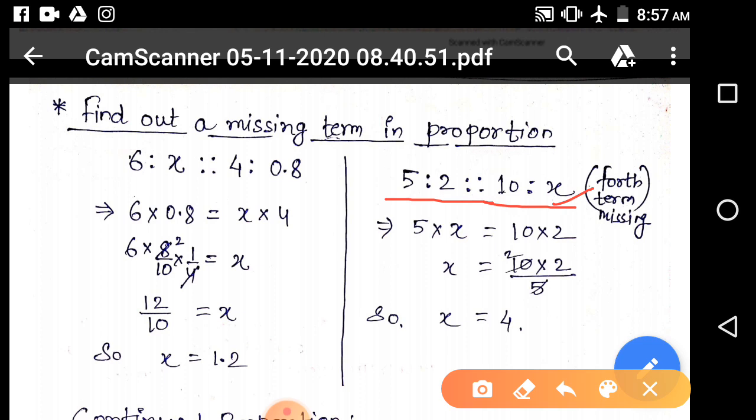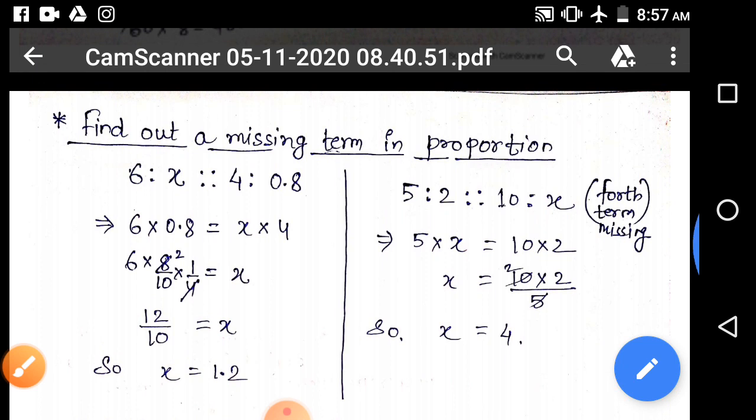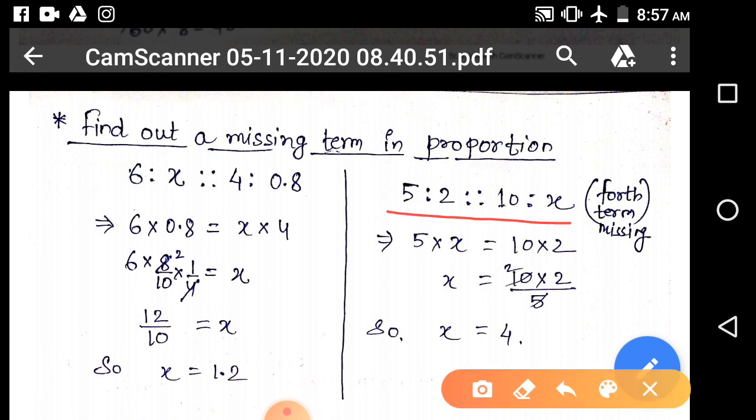Sometimes you have a question like in question number 4, you have 3 terms and you have to find out the 4th missing term of the proportion. Here you have 3 terms, like in the question it is given that 5, 2, 10 and find out the 4th term of the proportion. So here you just consider that x is the 4th term and arrange those in proportion, and now you can solve by whatever relation you have of the means and extremes.